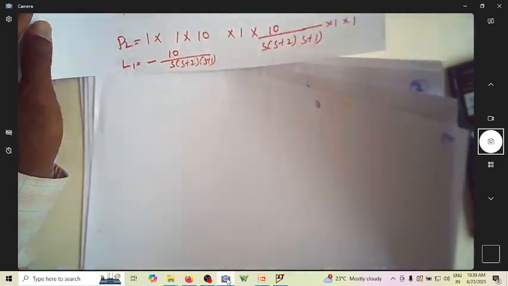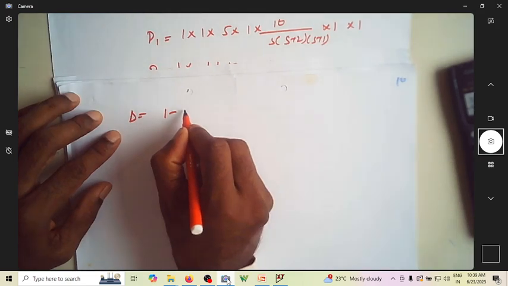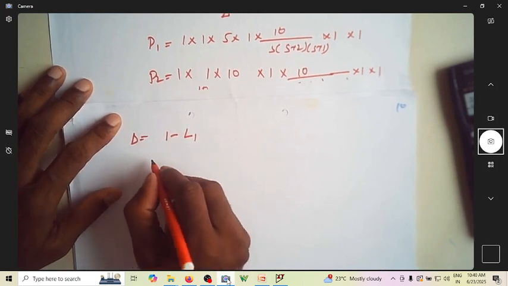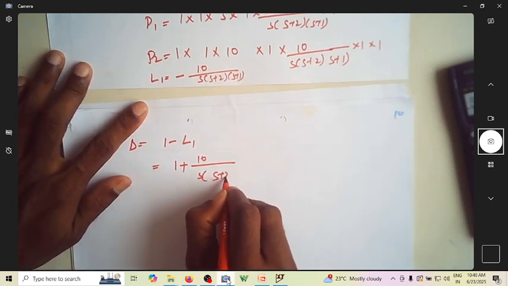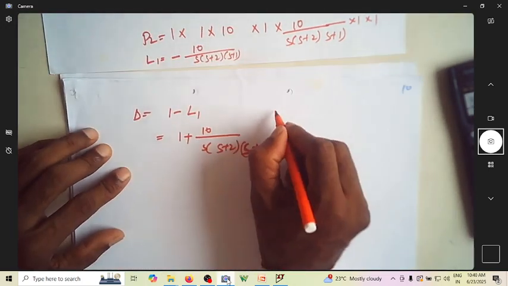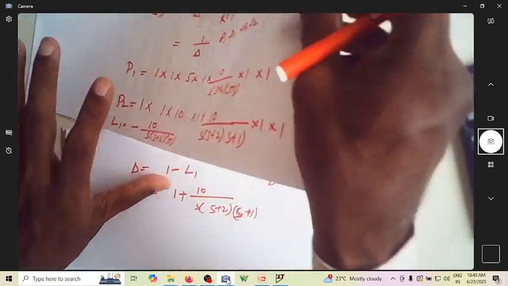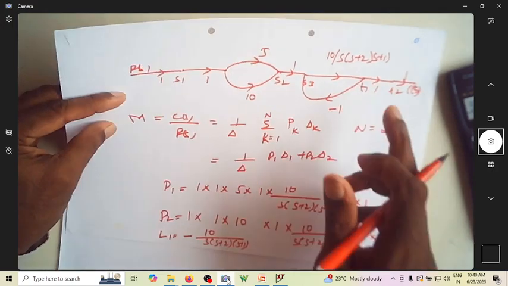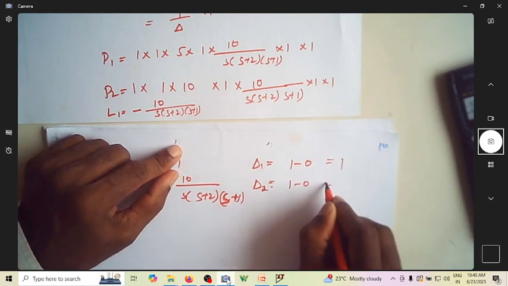So then what is delta? Delta is nothing but 1 minus of loop. You have only one loop, and since there is only one loop, there are no non-touching loops and all those things. It will become 1 plus 10 by s into s plus 2, s plus 1. Correct. So what is delta 1? Delta 1 is actually 1 minus the loops that do not touch the forward path, but there is only one loop here. This will certainly touch this forward path. This will touch this forward path also. So both delta 1 and delta 2 are 1 only.